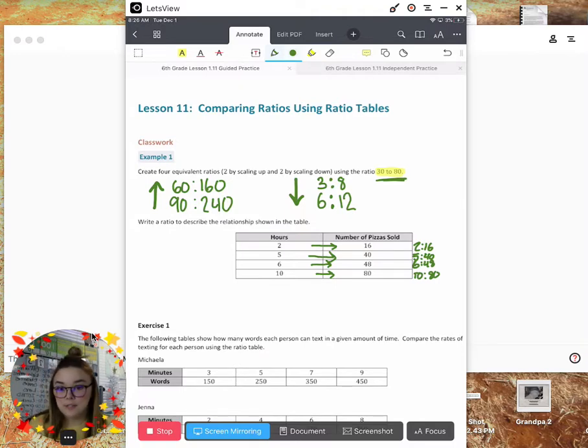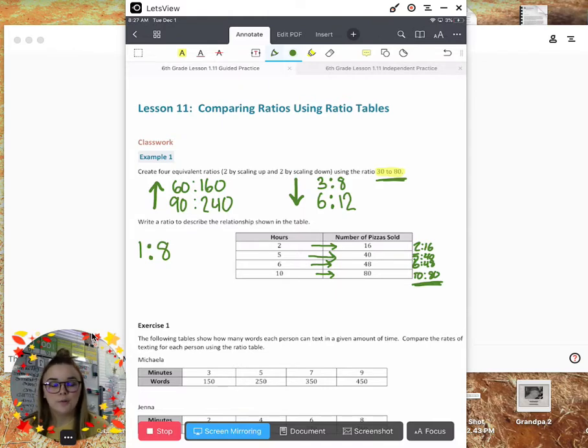So we can scale these ratios down to make them into a smaller ratio that was probably used to make this table. So we can pick any one of the ratios to scale down. Personally, I'm going to go with the last one just because that last one is multiples of 10, so that's easy to scale down. So we have this ratio of 10 to 80. So for every 10 hours, they sell 80 pizzas. And if I want to scale that down, I'm going to divide both sides by 10. So 10 divided by 10 gives me 1. And 80 divided by 10 gives me 8. So the ratio of 1 to 8 is the ratio that was used to create this table.